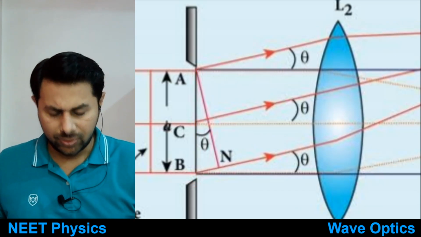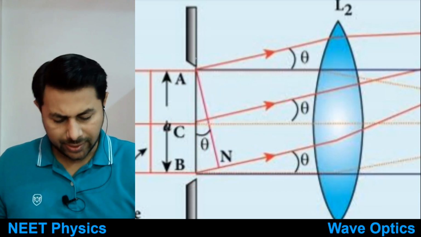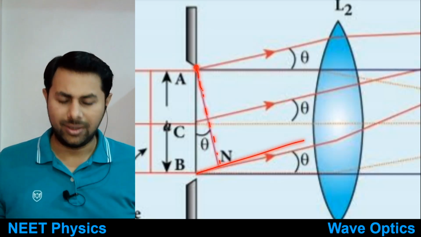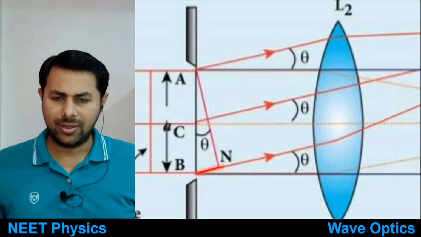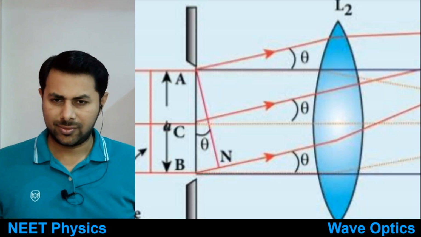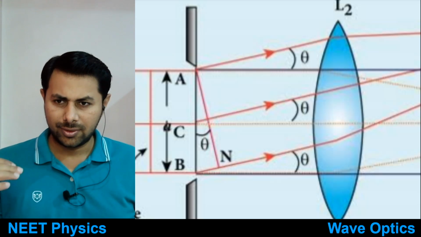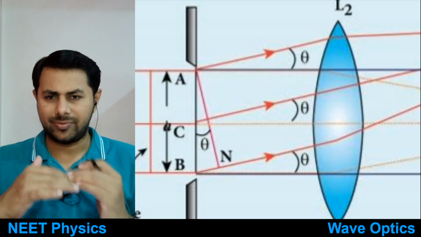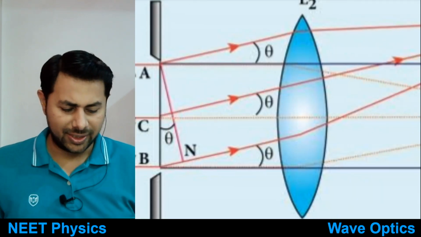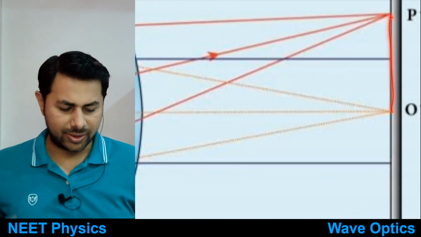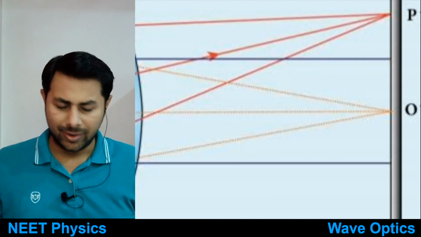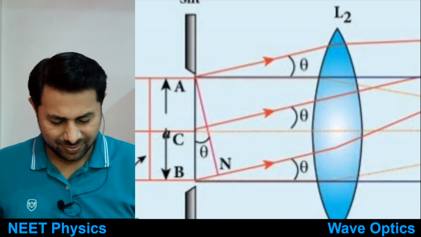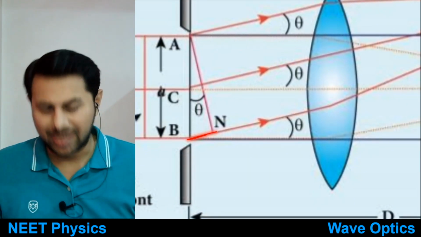Now to find the path difference between the rays, you draw a perpendicular from here on this ray. So this ray is traveling this much extra distance. If you consider a point on the screen which is slightly above the center, this much is the path difference.